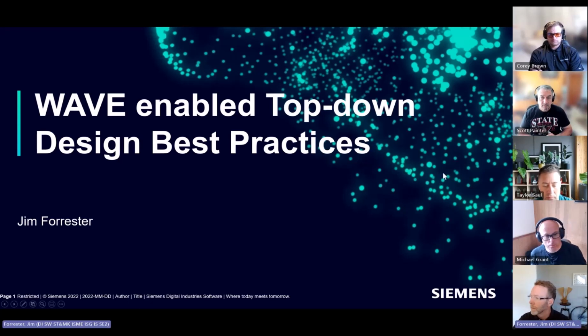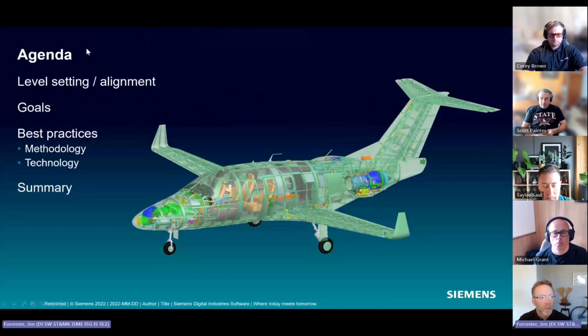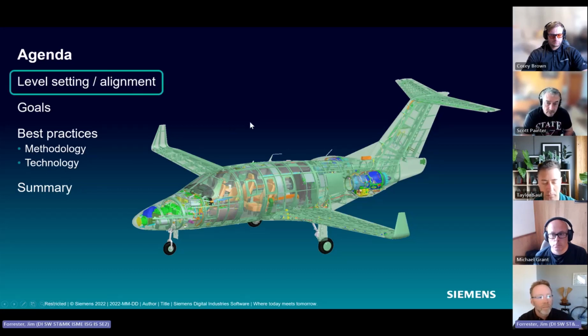In the previous PowerPoint, I talked about why. So I've broken this up into kind of 4 major groupings, with one of them being kind of a 2-part. Level setting what we're talking about, what are the primary goals, and then the best practices themselves, primarily methods, and then some technology as well, and a summary. Okay, so the first part, we're going to do some level setting.